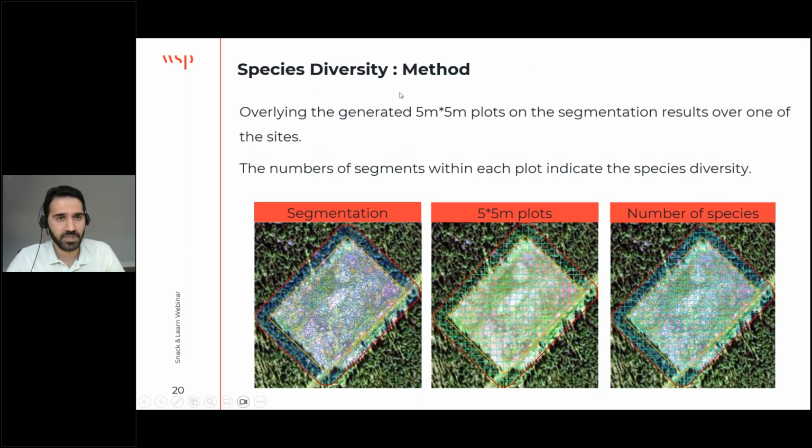And finally, the last parameter was species diversity. There are a couple of methods for species diversity estimation using remote sensing technology. In this project, we used a segmentation algorithm. So we developed a multi-resolution segmentation algorithm, and then we overlaid the segmentation results on a 5 meter by 5 meter grid, and counted the number of segments within each 5 meter by 5 meter plot. So the number of segments within each plot was an indicator of the number of species and the species diversity in the sites.